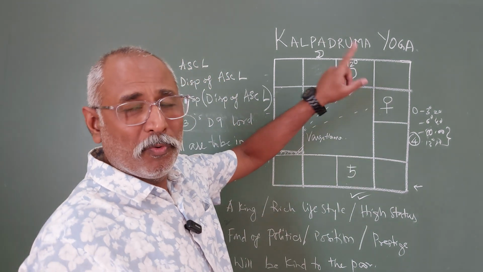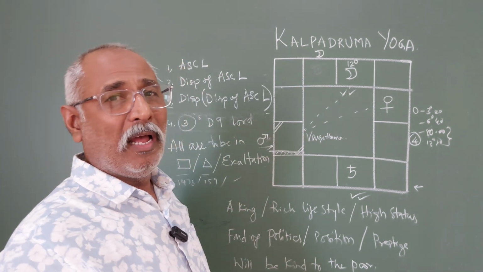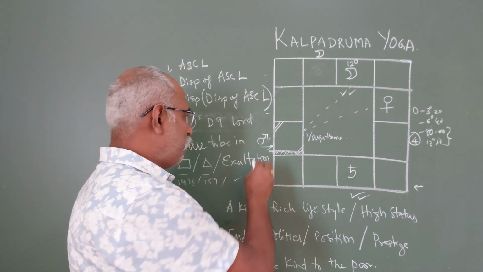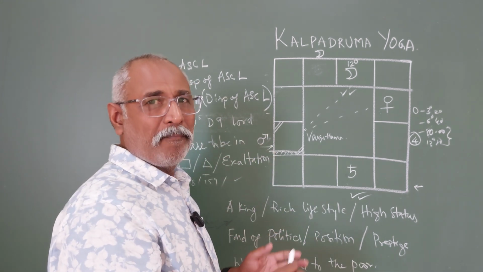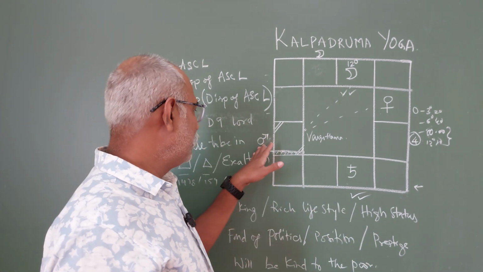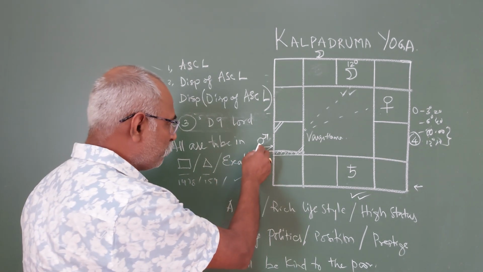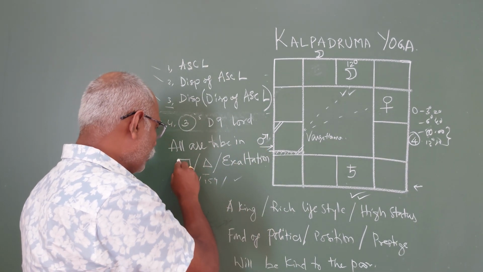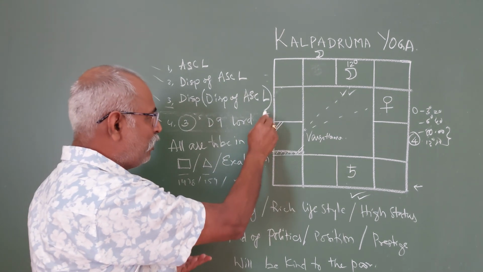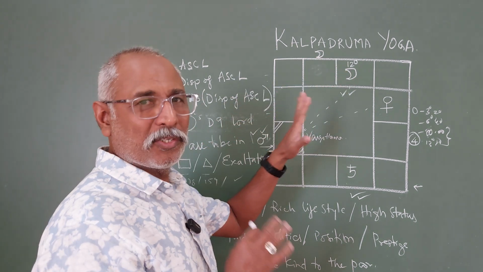The placement of Moon in the Navamsha chart, in the D9 chart, is in Aries, and in the D9, provided Mars is posited in a Kendra, Trikona or exaltation. So we have to check it out. If it is posited in either the Kendra, Trikona or exaltation, here it is exalted and also in the Kendra, then Kalpadruma Yoga is formed.